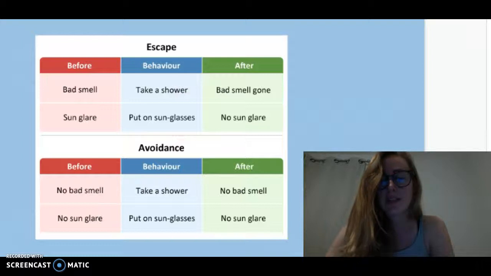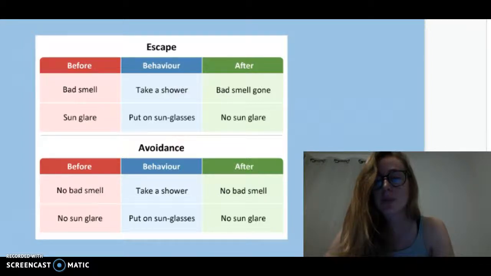Let's look at the next example. In escape, a sun glare may cause you to put on sunglasses, therefore escaping the glare of the sun. In avoidance, without the sun glare, you may still put on sunglasses, therefore avoiding the sun glare.